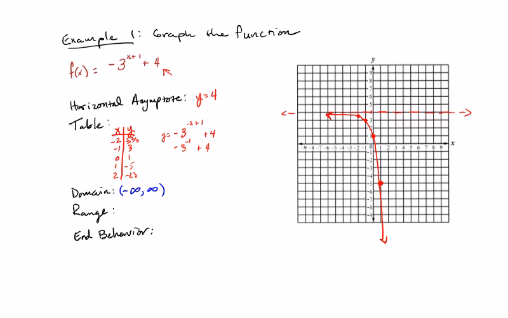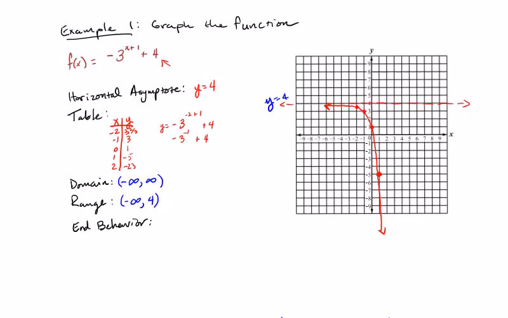The range, though, you do have to think about the graph a little bit. So we have our asymptote here at y equals 4, and the graph is below it, and so we're going to say that the y values go from negative infinity, down forever, but it goes up to 4, but it doesn't equal it, and so we would say up to 4 with parentheses.